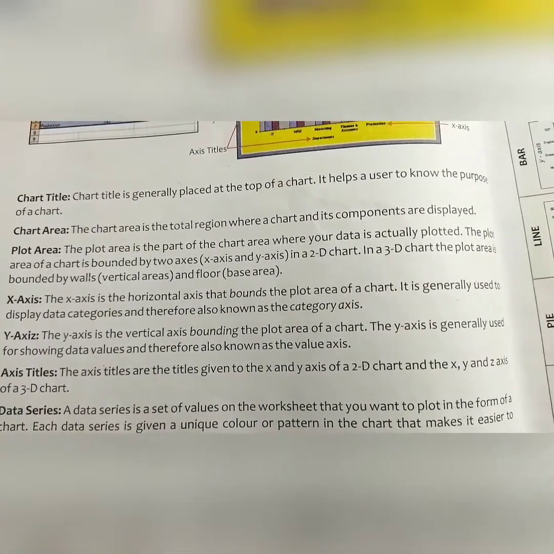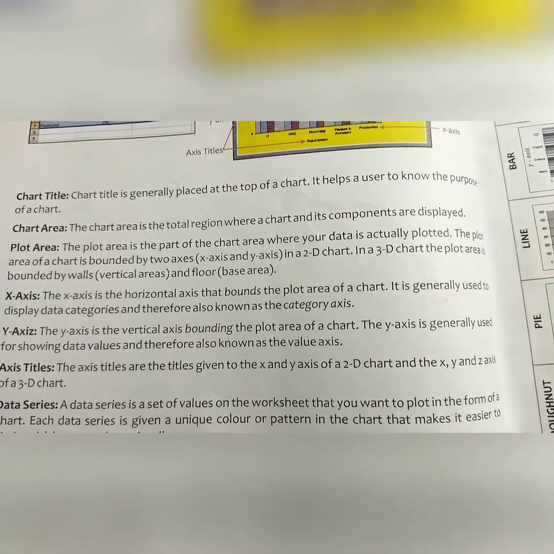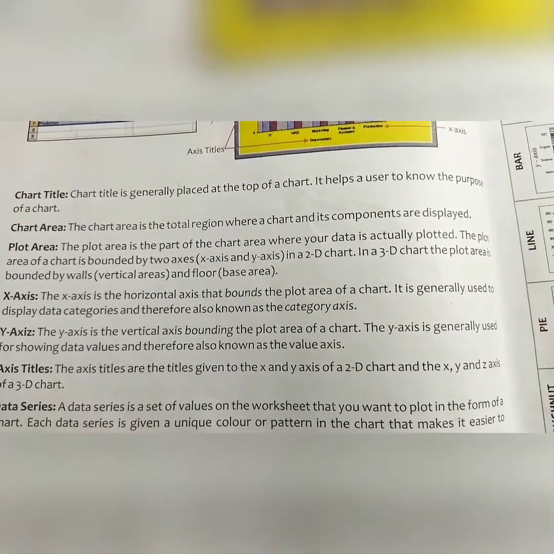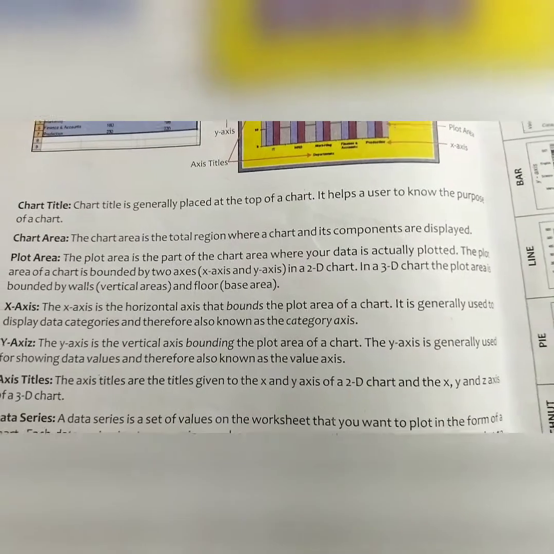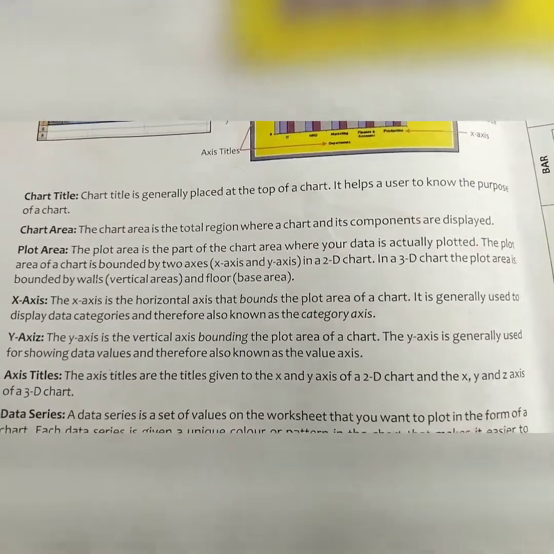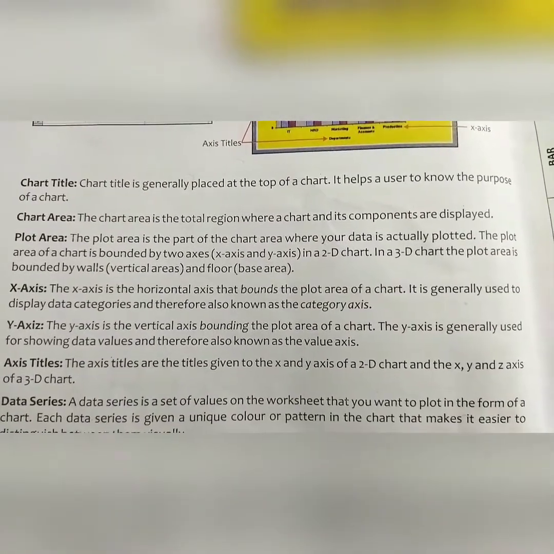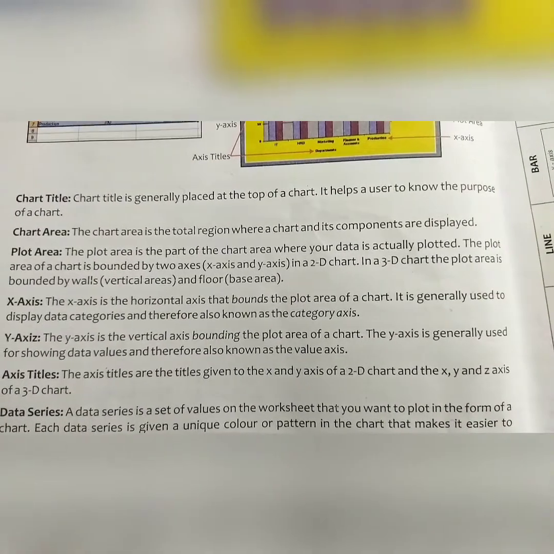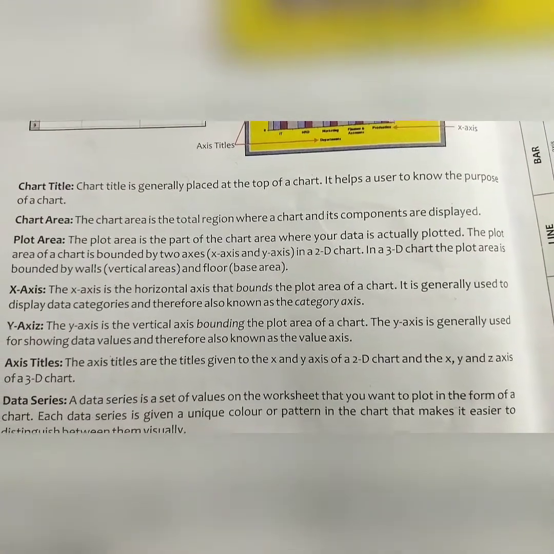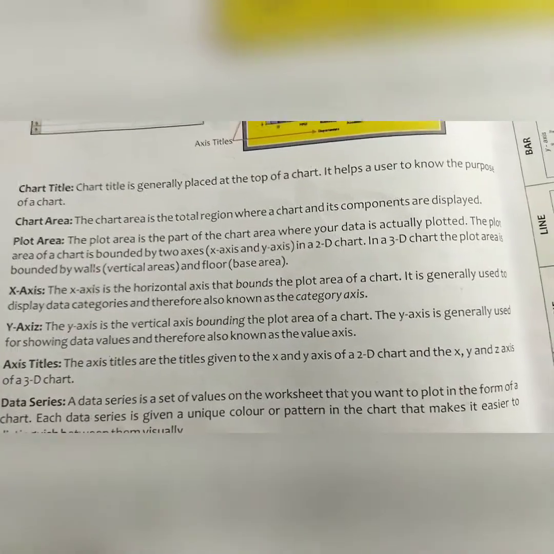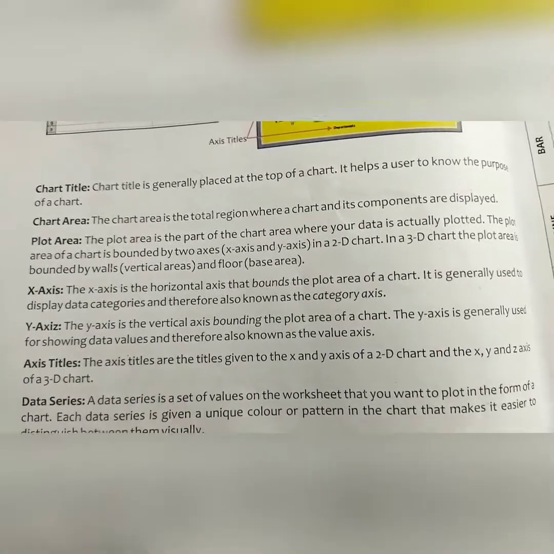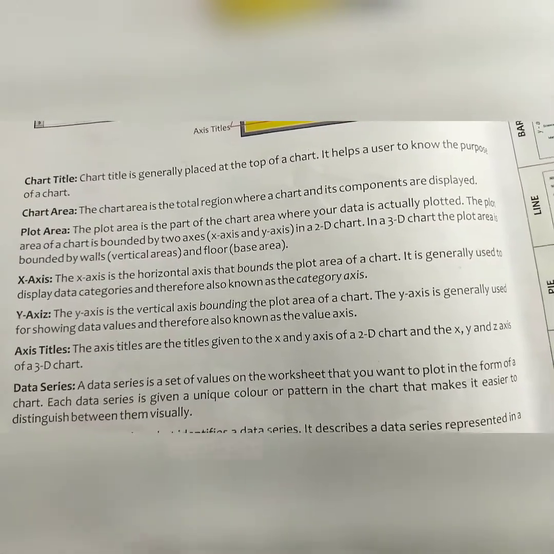Third component, plot area. The plot area is the part of the chart area where your data is actually plotted. The plot area of a 2D chart is bounded by two axes, the x-axis and the y-axis. In a 3D chart, the plot area is bounded by walls, vertical areas and a floor base area. Then see the next component, x-axis.